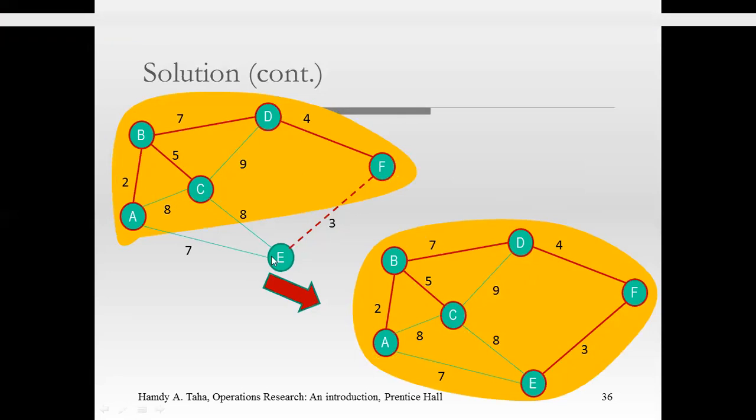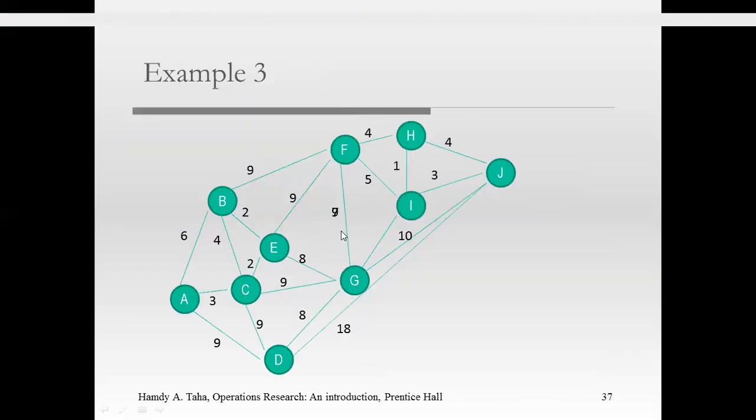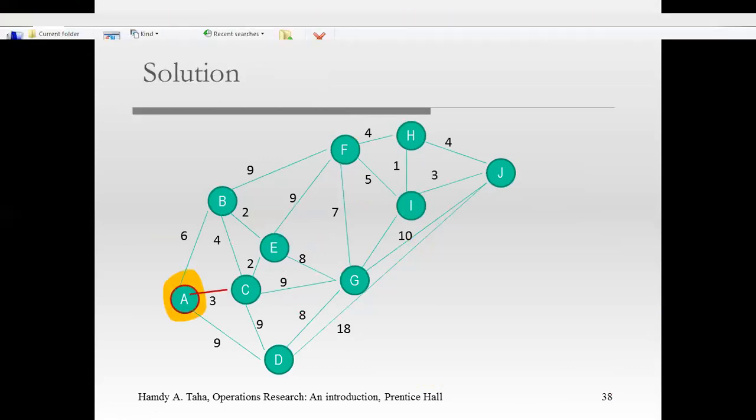The remaining unconnected node is E. From which node? We know that from F to E is the shortest. Now we can connect all. Another example here, also the same. We need to determine the starting point, in which node. Okay, for example, if A, and then find the shortest, A to C.